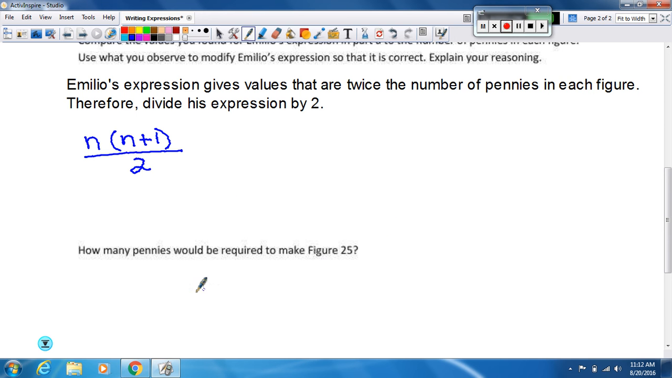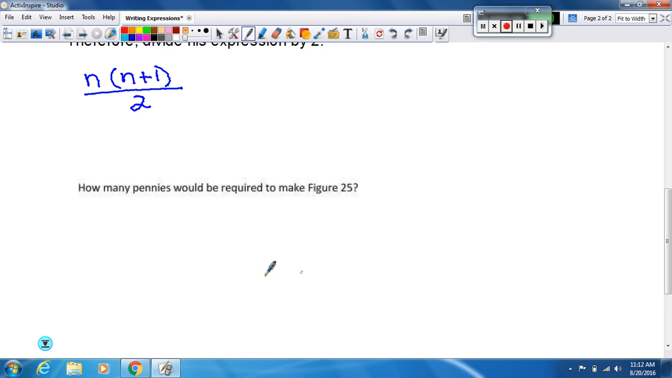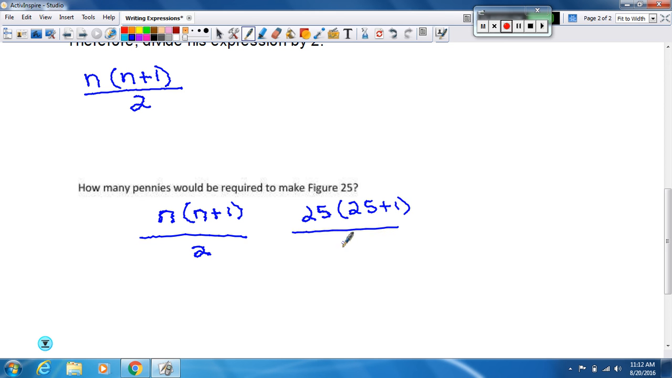Okay, the next one. How many pennies would be required to make figure 25? Well, now that we have the correct expression, n times the quantity n plus 1 divided by 2, I'm going to change that to be 25 times the quantity 25 plus 1 divided by 2. So that is 25 times 26 divided by 2.